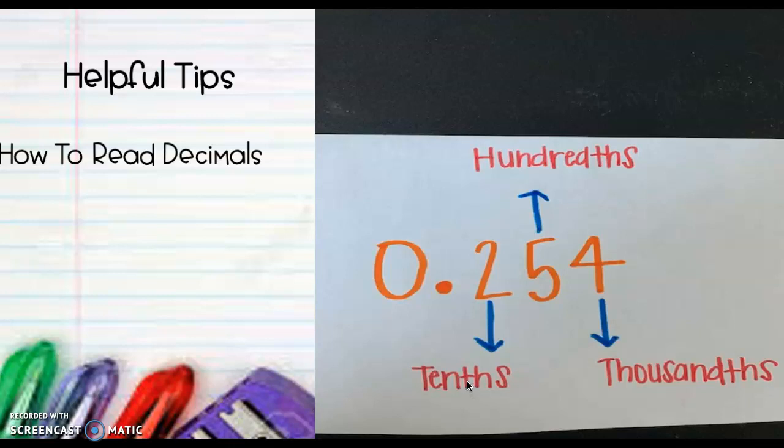Tenths place, okay? The second number is in the hundredths place, and then the third number after the decimal is in the thousandths place. Okay, so this is 2/10, 25 hundredths, 254 thousandths.